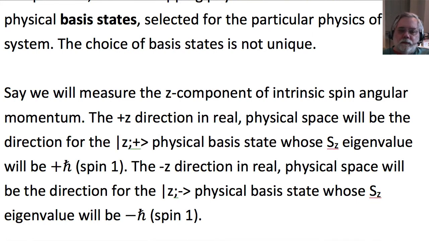Say we will measure the z component of intrinsic spin angular momentum. The plus z direction in real physical space will be the direction for the z plus physical basis state, whose SZ eigenvalue will be plus h bar, spin 1. The minus z direction in real physical space will be the direction for the z minus physical basis state, whose SZ eigenvalue will be minus h bar, again, spin 1.